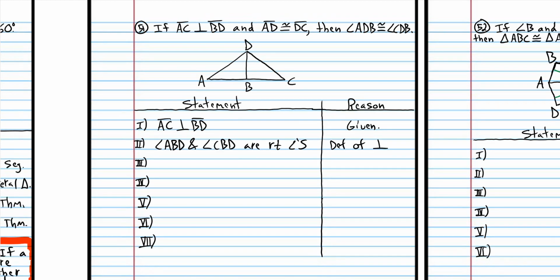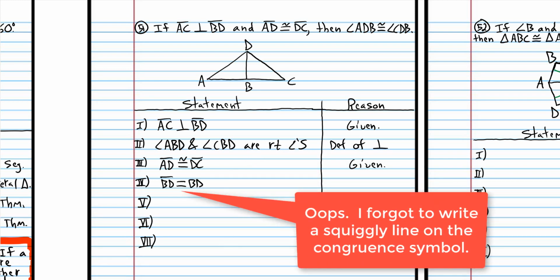Now we also know that side AD is congruent to side DC, and that's given. And we also know that side BD is congruent to itself. That's how we show that BD is common. It's a common side to both triangles. And that's the reflexive property of congruence.